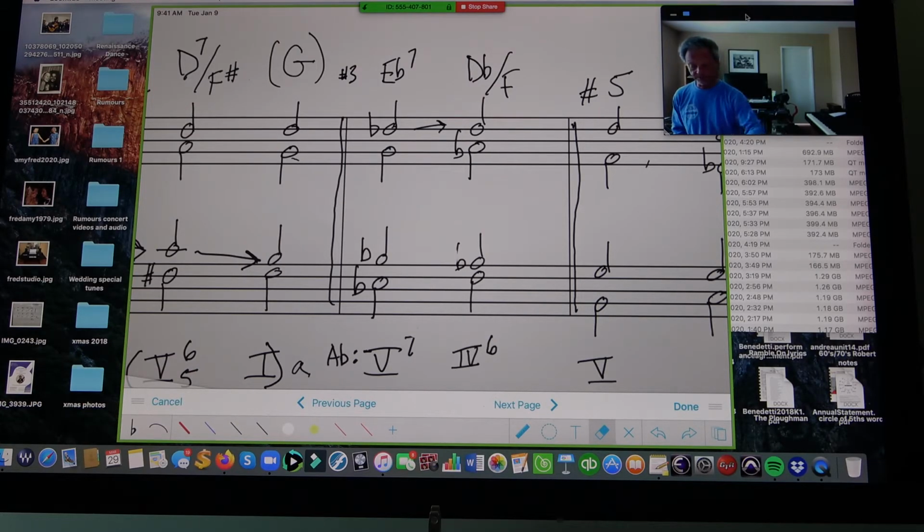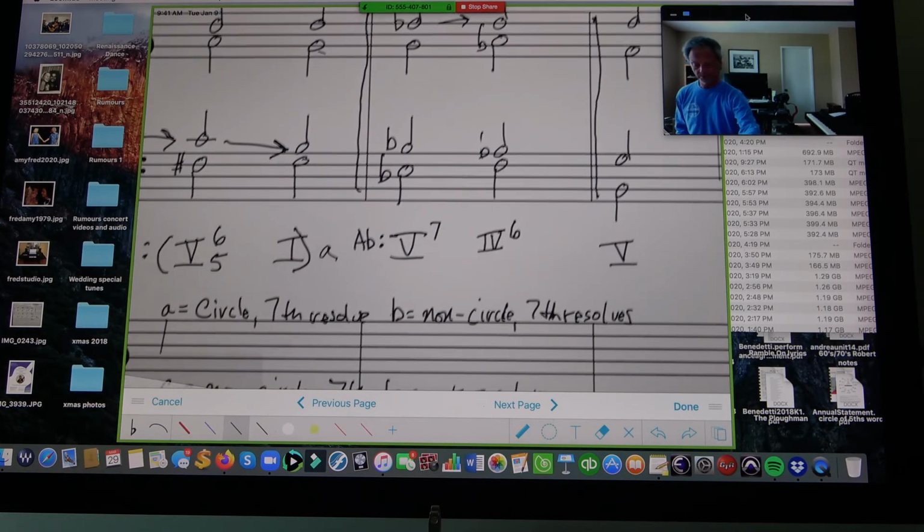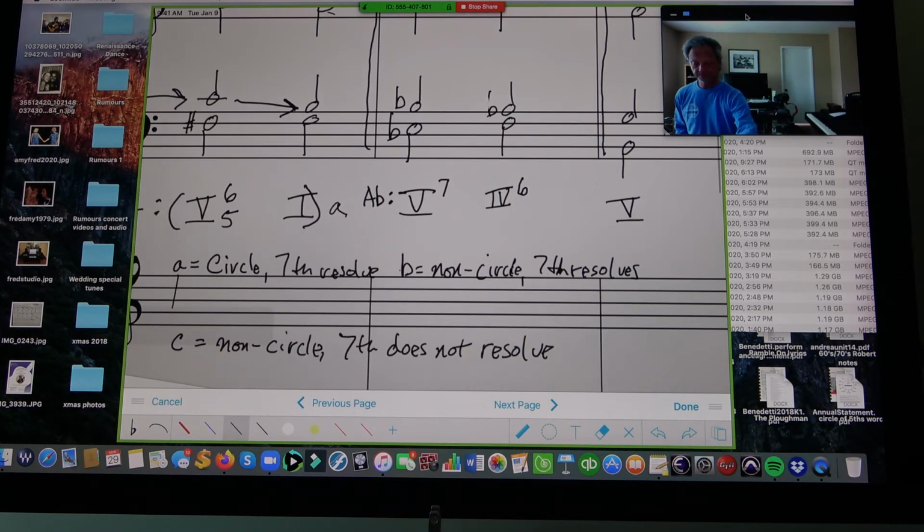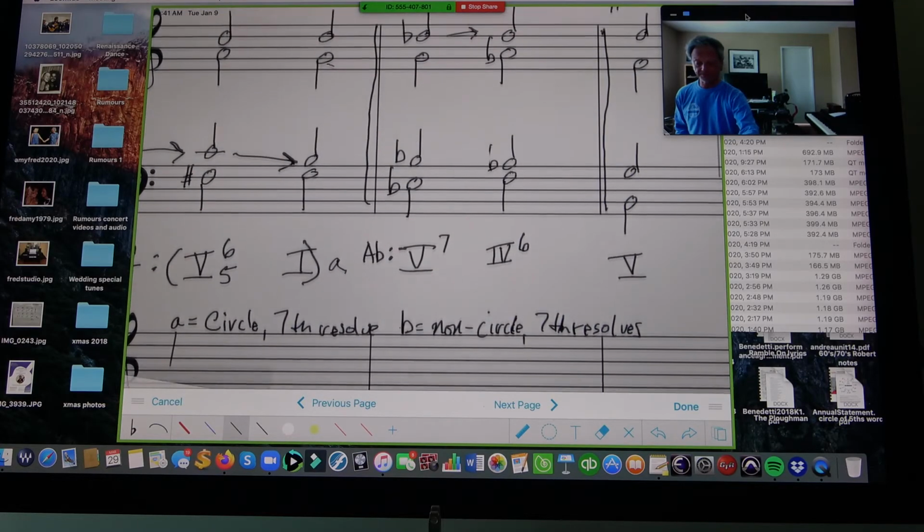Now we have to figure out what category that we're in. Is it going to be the A, B, or C? And so what I'm going to do is I'm going to move us down to, well, we know it's not a circle because it's 5 going to a 4. So it's got to be either category B or C. So it's a non-circle for sure, but now we have to look at the 7th.